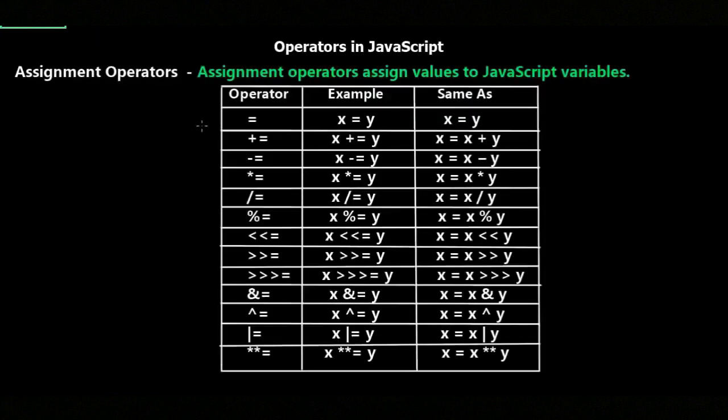The next is assignment operator, which is used to assign values to JavaScript variables or other entities. So we have equal to, we have plus equal to, we have minus equal to, and then there are examples and what they actually mean.